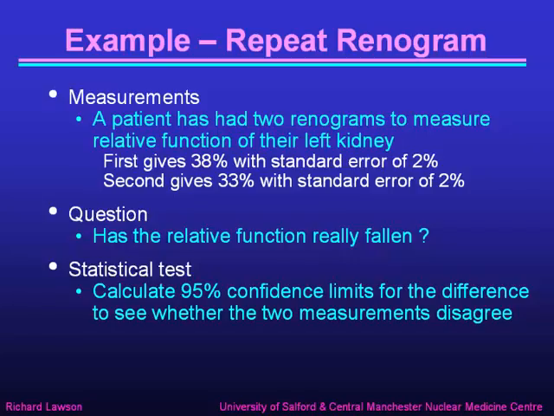So the question is, has the relative function really fallen from 38% to 33%, or is this just random statistical error? The statistical test is to calculate the 95% confidence limits for the difference to see whether the two measurements really disagree.